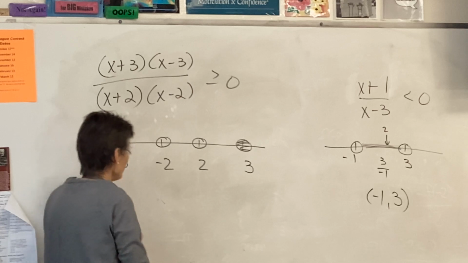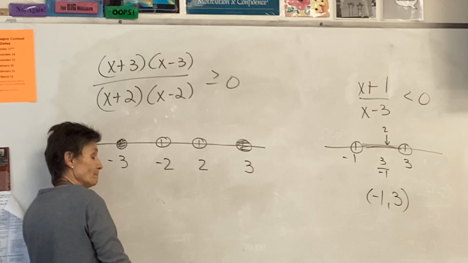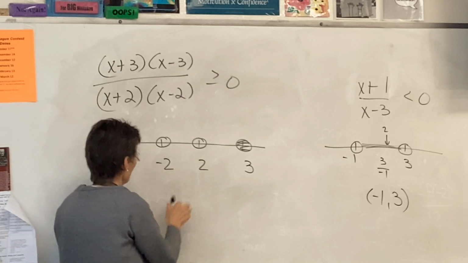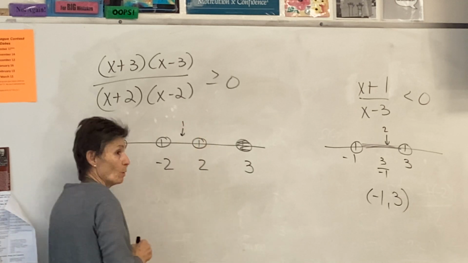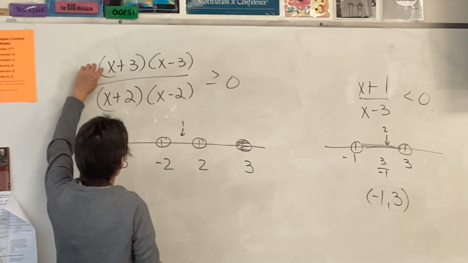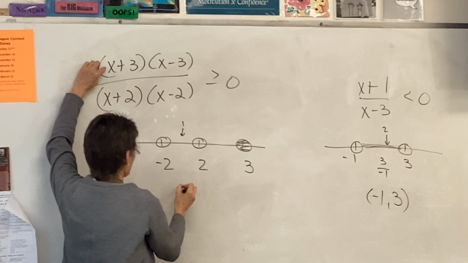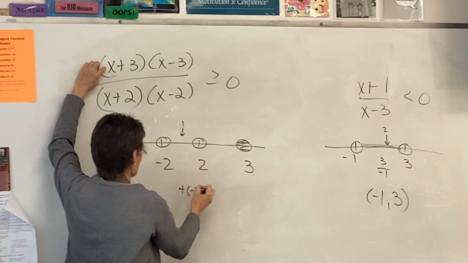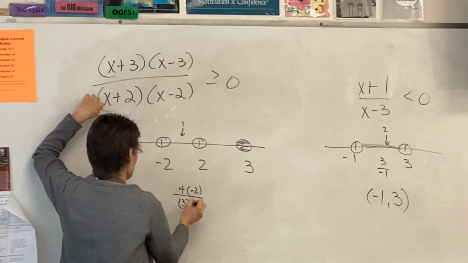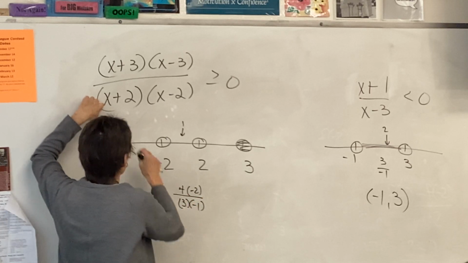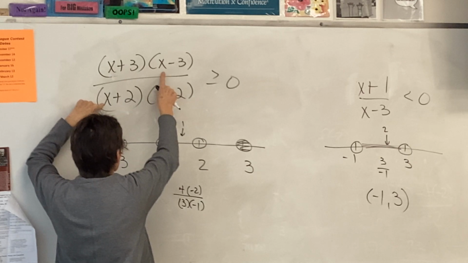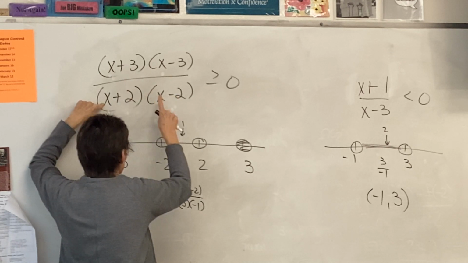Okay, now I'm gonna pick a point, any point anywhere. It's not those. 1. 1 is in here. Would everybody agree with that? 1 is in there? So I'm gonna put 1 into all my parentheses. So on top, I'm gonna have 4 times -2 and 3 times -1. I'm putting 1, 1, 1, 1.